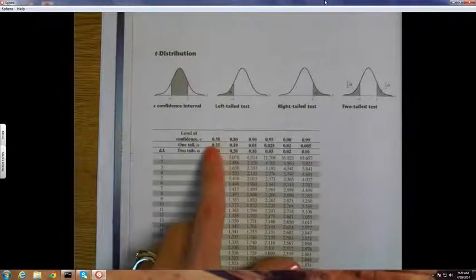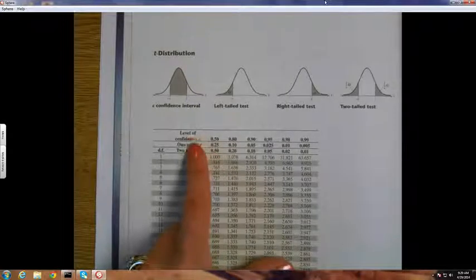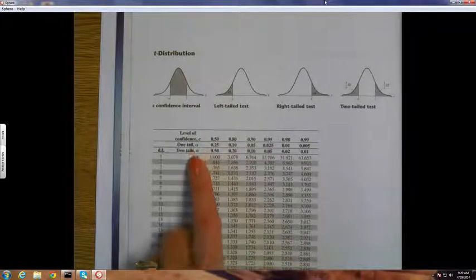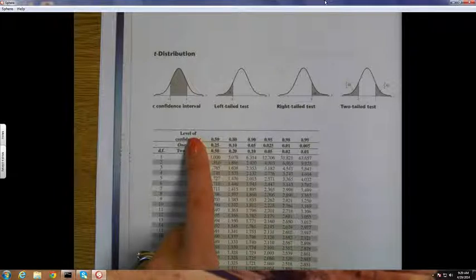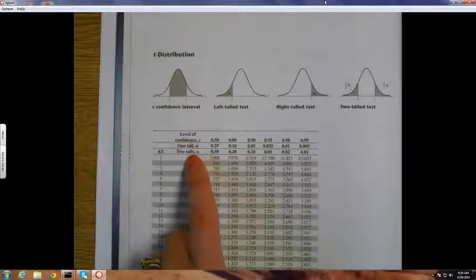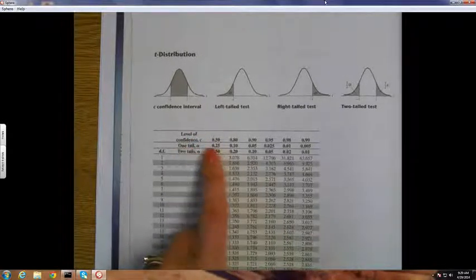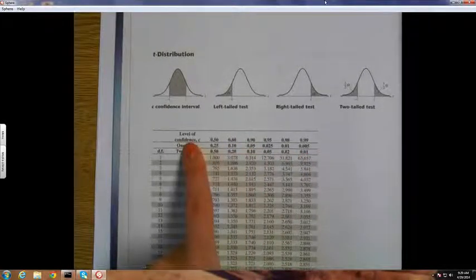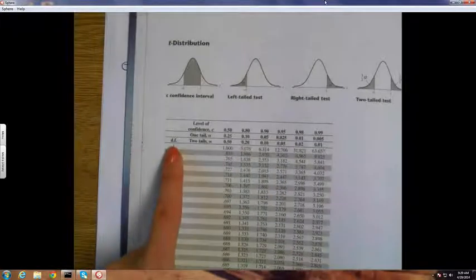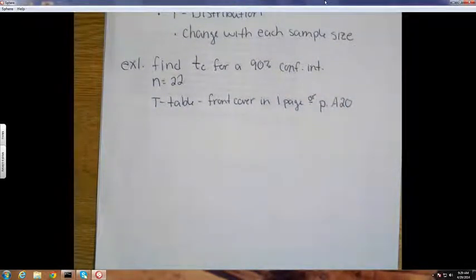If I look across the top, there's three different identifiers across the top here. There's level of confidence, one tail, two tail. Which one do you think we're going to be using? The level of confidence. Have you ever heard me say one tail or two tail yet? That's the next chapter, so we don't care about those until then. We're doing confidence intervals, so we've talked about level of confidence. Over here they've got a DF. That stands for degrees of freedom. We have to define that first before we look it up. Degrees of freedom, DF.